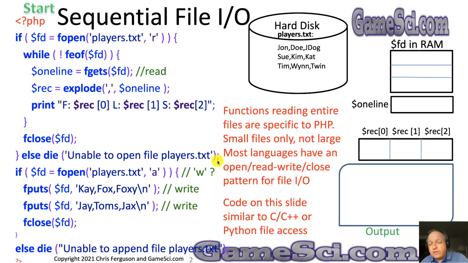Most languages have an open, read, write, and close pattern for file I/O, where you open the file, read and write to it, and then close it when you're done. The code on this side is very similar to the type of code you'd write in C, C++, or Python when doing file access. The file command and the file get contents, those are kind of PHP commands. This is the way most programming languages read and write files.